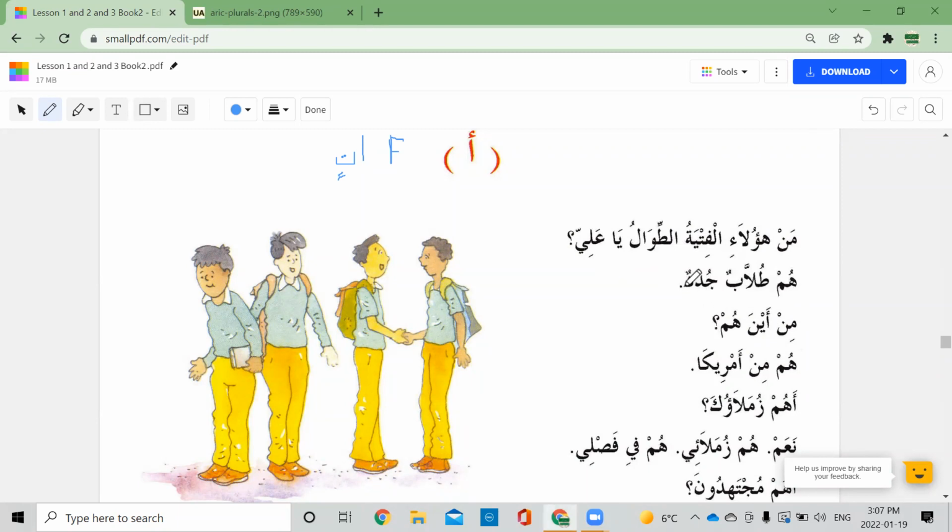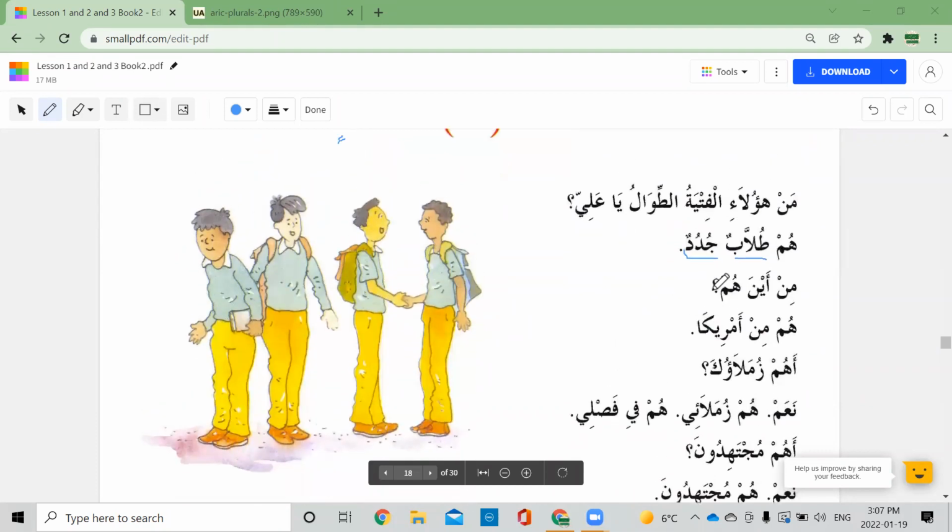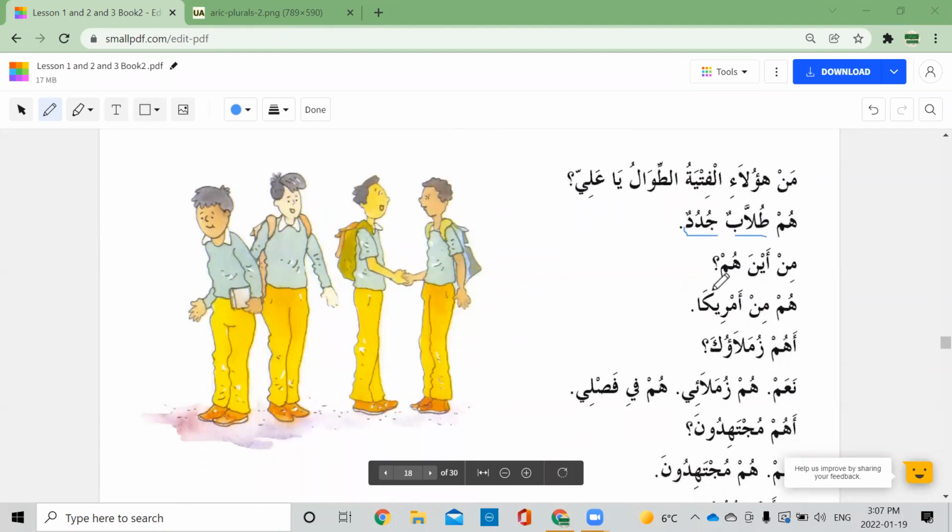So see how here jududun is also plural and tullabun is also plural. I forgot to mention, this is chapter 3, lesson 3 of book number 2. I forgot to mention that in English, for example, when we have a noun and its adjective, the adjective does not become plural, right? If we say new boys, new will be singular. It will not be news boys, right? In Arabic, the adjective also changes. So the adjective needs to match the plural.